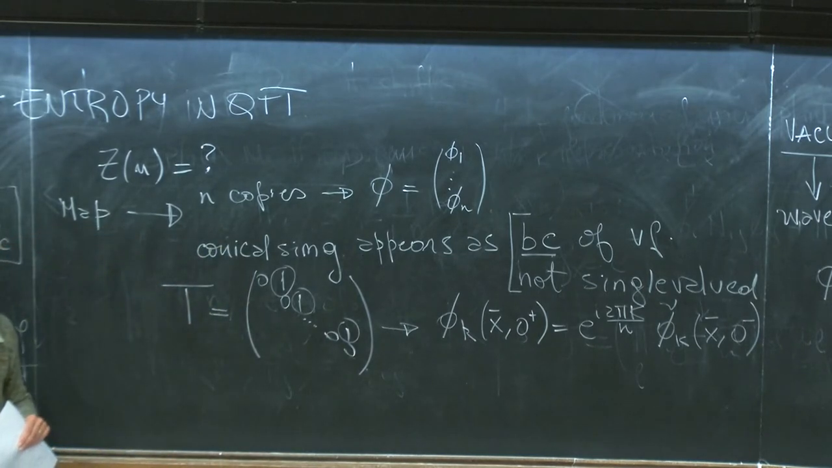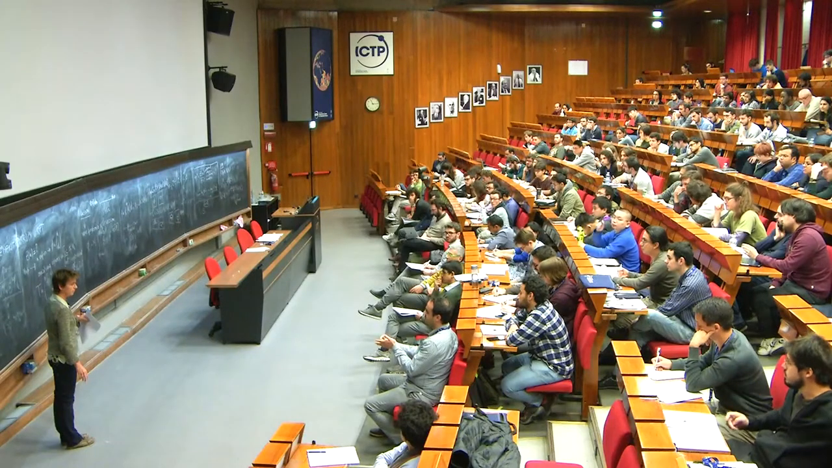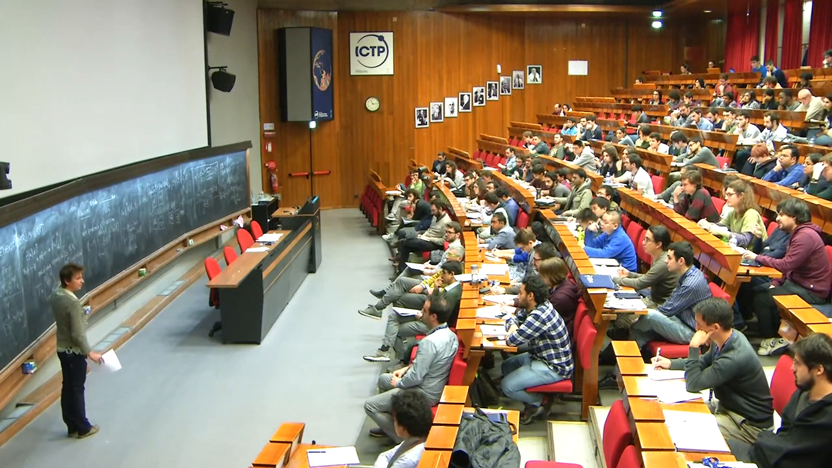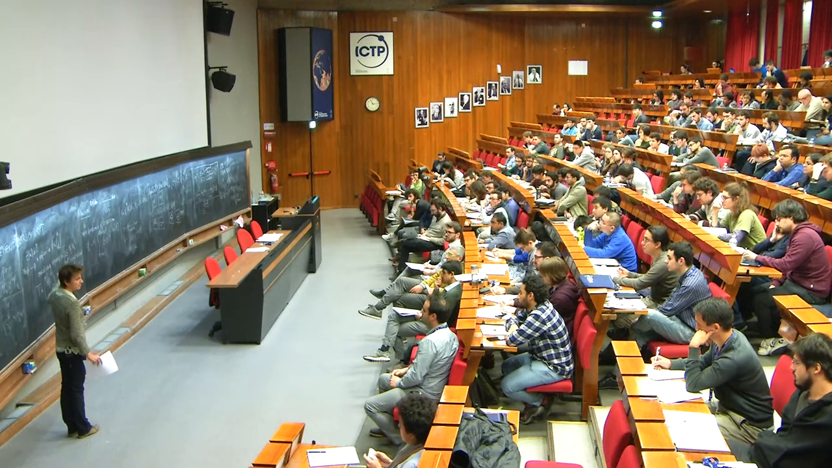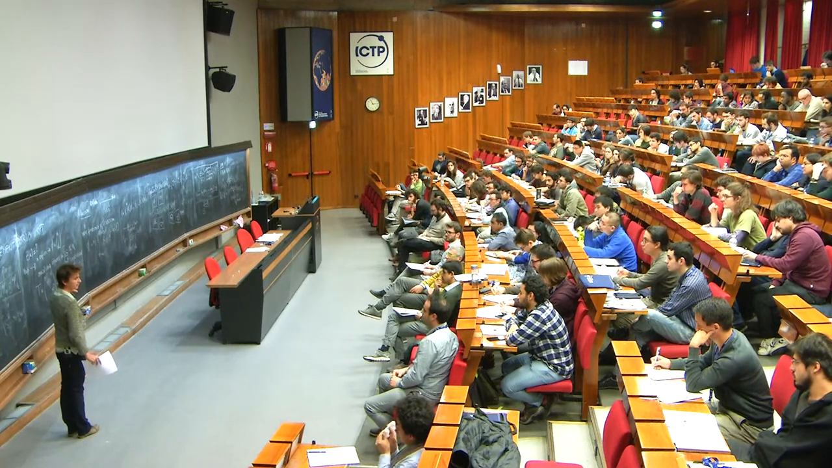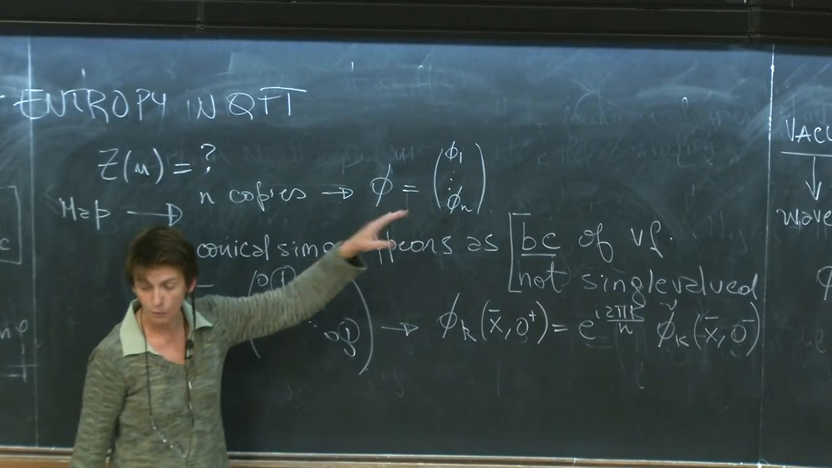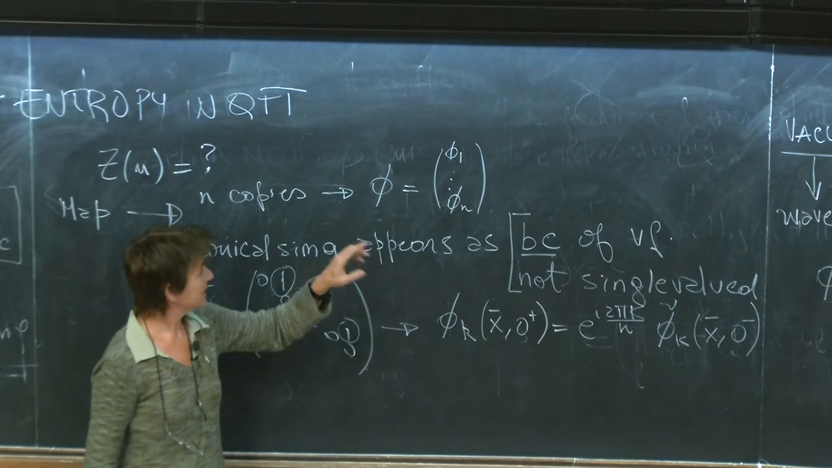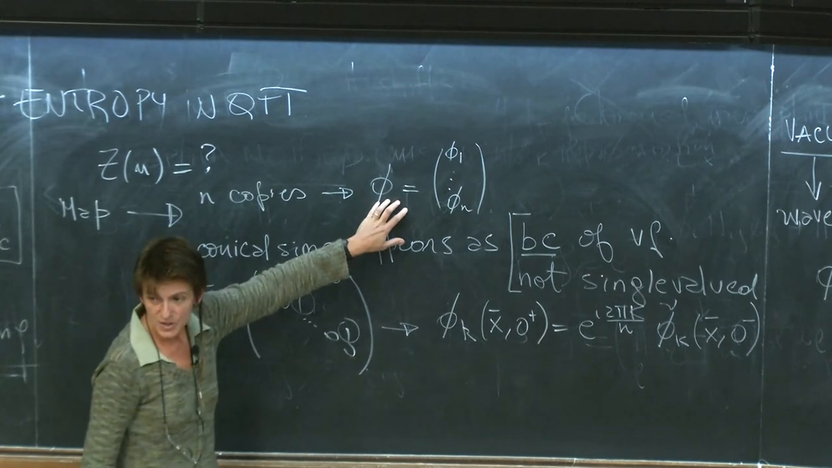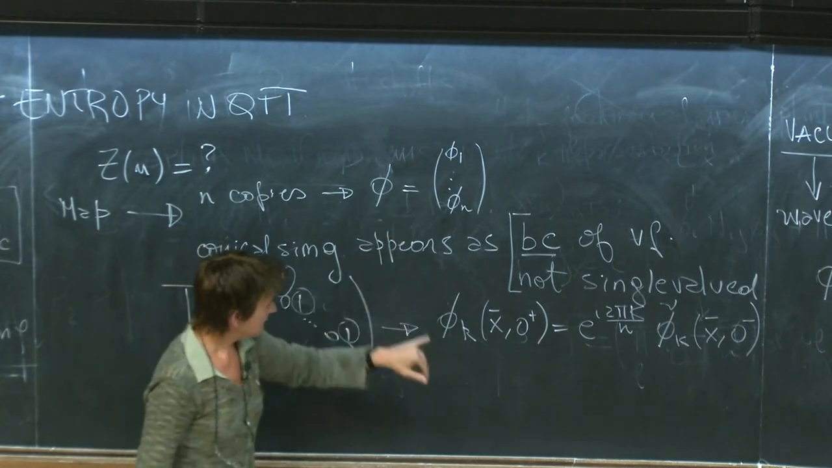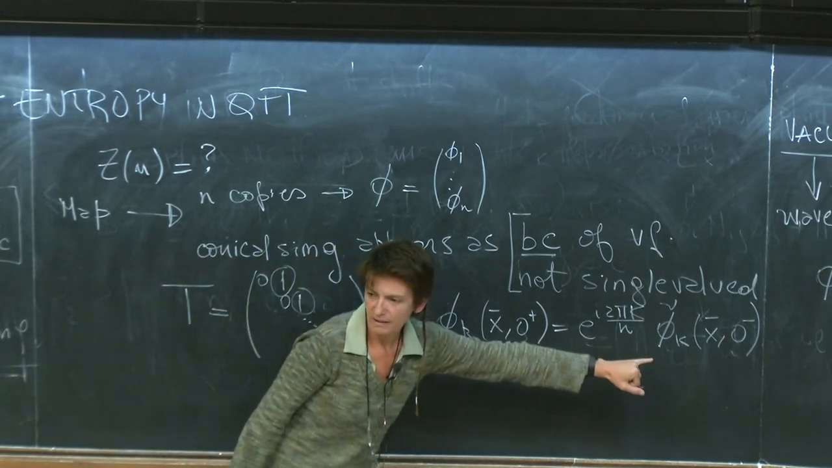Are you also taking a trace? No trace. In this picture, there are no n copies. You have only one plane, and this vector field lives in a single plane with a cut. But this field is no longer single valued. This is the price you pay, and it satisfies this condition here.